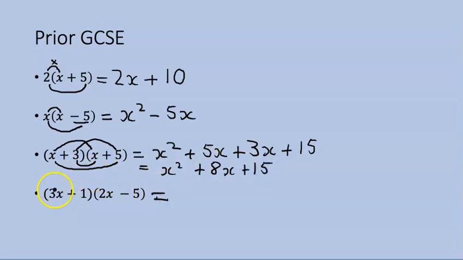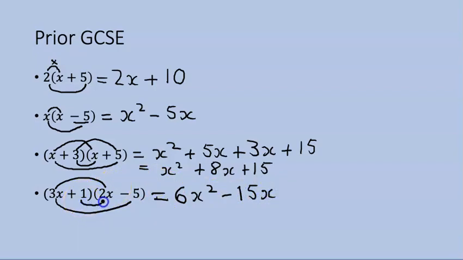Finally, if you've got numbers in front of them, you still do the same. And when I say numbers in front, I mean the numbers in front of these x's. So 3 times 2x. So 3 times 2 is 6. X times x is x squared. 3 times minus 5 is minus 15. And because I've got the x, I just put it on like that.